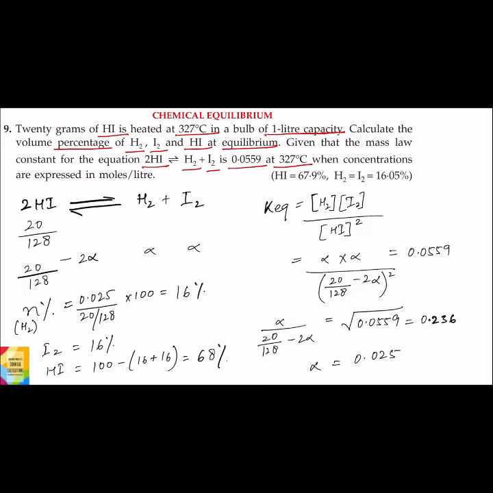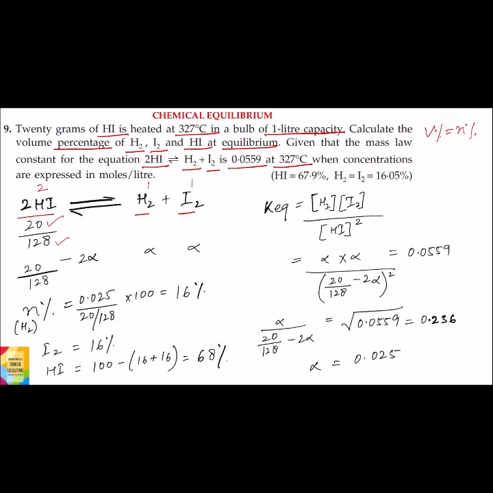अच्छा, जब temperature and pressure constant रहता है then volume percent is same as mole percent. अब जो equation है वो है 2HI changing to H2 and I2. Now moles of HI is weight of HI, that is 20 gram, divided by molecular weight of HI, that is 128. अब इस equation से ये पता चल रहा है कि 2 moles of HI dissociate to form 1 mole of H2 and 1 mole of I2.